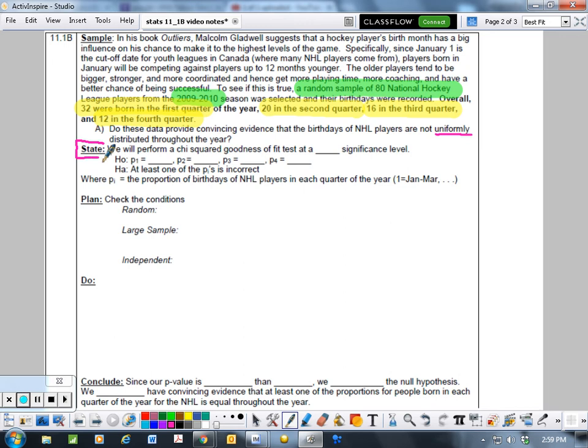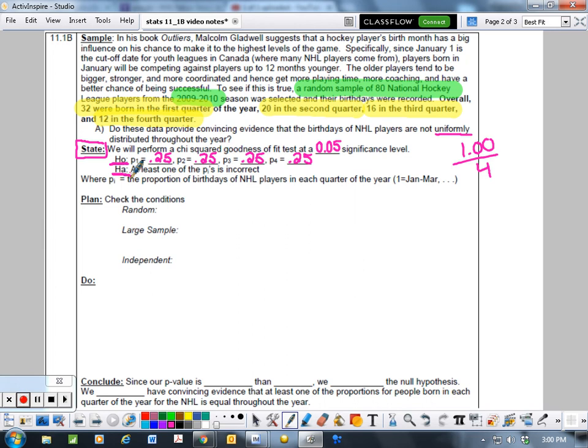State: we will perform a chi-squared goodness of fit test at a 0.05 significance level. Our null hypothesis is that there is no difference between them. I'm going to take my full probability and divide it up between the 4 quarters, meaning I should have about 25% in each part of the year if my null hypothesis is true, that they're evenly distributed. If they're not evenly distributed, then that's our alternative hypothesis: at least one of these is going to be incorrect.